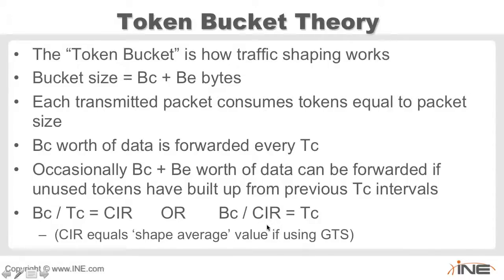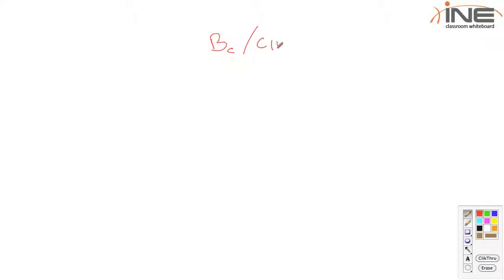So if I say 5120 over 512,000, I get 0.001. What's 0.001? That's the 10th and that's the 100th. So 1/100th is my T sub c. So every 1/100th of a second I'm going to put this much data out onto the actual transmission wire.